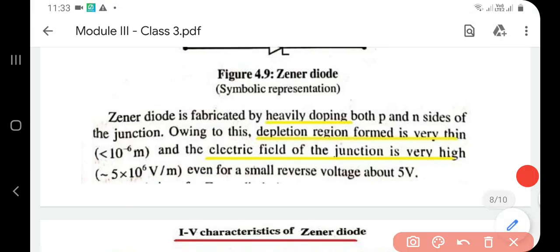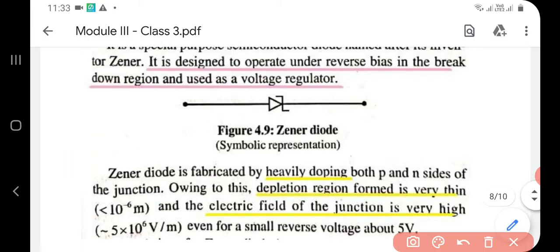This is the schematic diagram for a Zener diode. And here, this is the P region, the arrow part. The other one is the negative part, that is the cathode. So, this is the anode and this is the cathode. Okay. Now, the Zener diode is heavily doped. Its depletion region is very thin. The electric field at the junction is also very high. You can write these values if you remember, or else you can just brief the points.